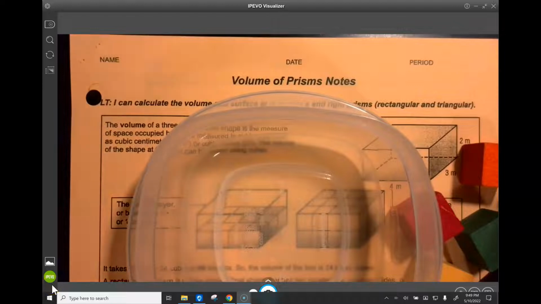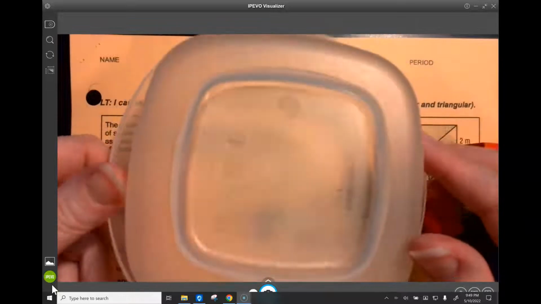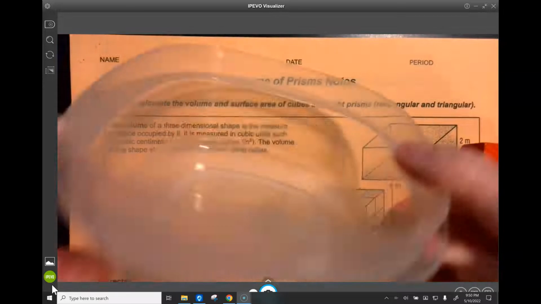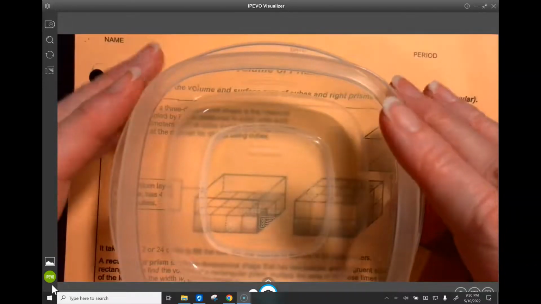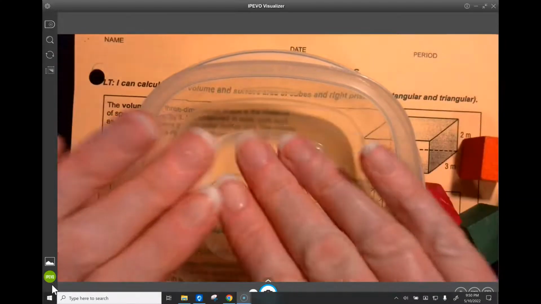Now on to volume of a prism. And we're going to first look at a rectangular prism. Now you're going to have to pretend like this has all right angles and everything like that, but hey, this is what I have. So we're going to take this, and what we want to do with volume is find out how much does it hold inside. So the volume, what does it hold?